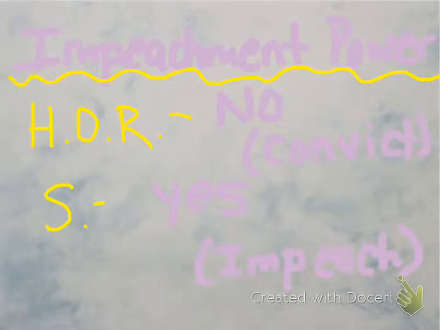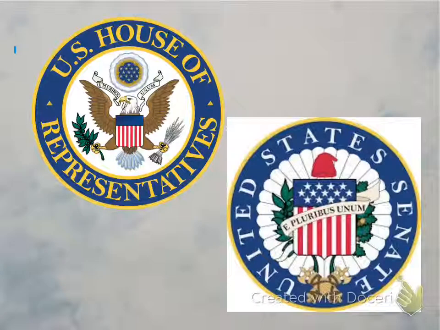Impeachment power. The HOR is no, because it does not convict, and for S is yes, because they do convict. And there's a picture of the U.S. House of Representatives and a picture of the United States Senate.